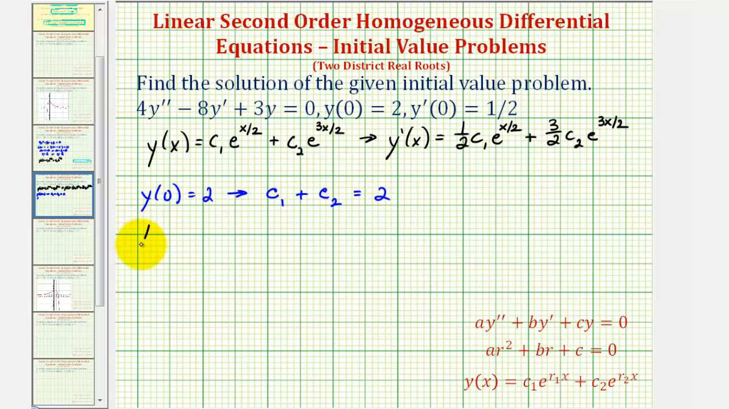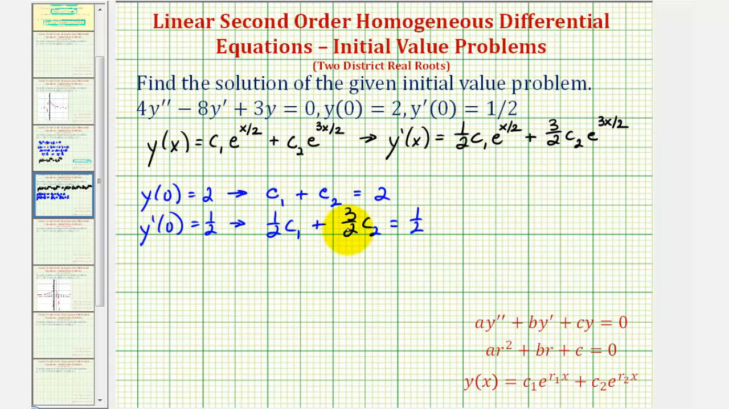And now we also know y prime of 0 equals 1/2. So now we'll substitute 0 for x into the derivative and know the function value must be 1/2. So if x is 0, notice how this first term would just be 1/2 c sub 1, again, since e to the 0 equals 1, so we have 1/2 c sub 1 plus, again, we have e to the 0 here, so plus 3/2 c sub 2 equals 1/2.